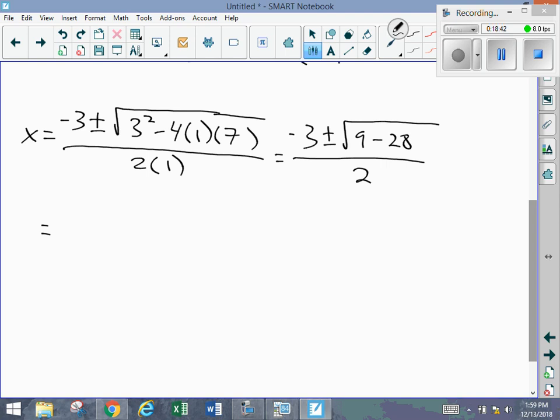Alright, further simplifying. I'm going to call that negative 3 halves plus or minus the square root of negative 19 over 2, which is negative 3 halves.